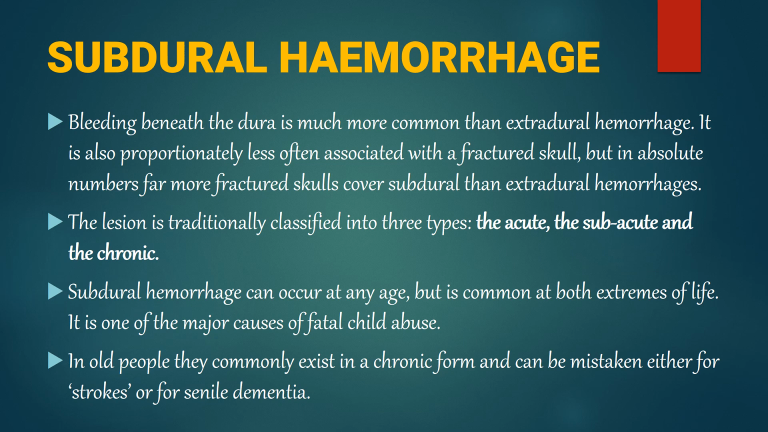At the young age, subdural hemorrhage is associated with various forms of fatal child abuse, and in old people, a chronic subdural hemorrhage is usually seen, and it is usually mistaken for minor stroke or senile dementia because there is no headache in a chronic subdural hemorrhage, but the presentation is gradual loss of memory after some time. So they are mistaken for senile dementia.